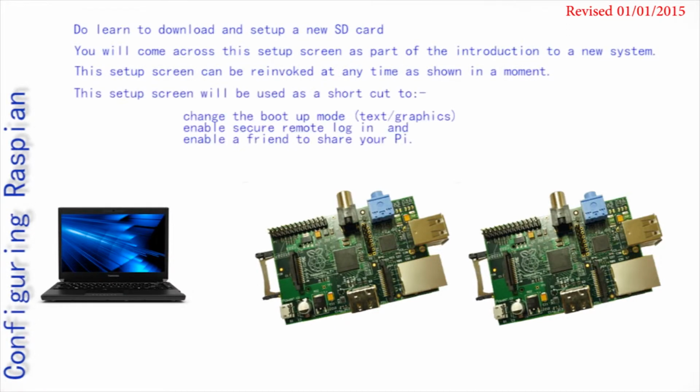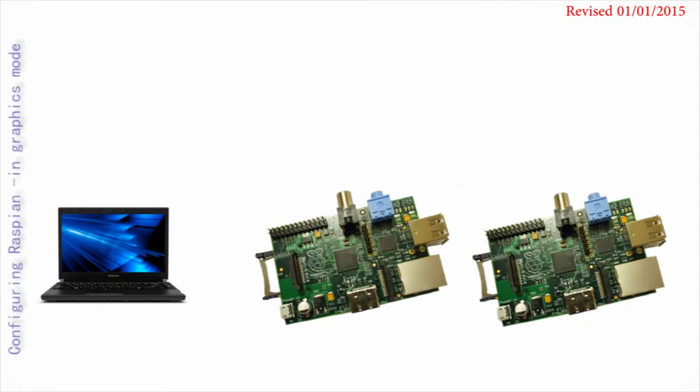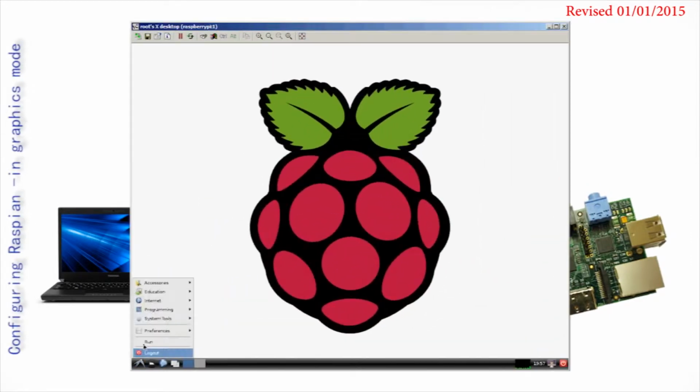We need one Pi to boot into text mode and the other into graphics mode. We also need to select the settings that allow the two Pis and the Windows machine to communicate with one another. To change or confirm the settings of your existing Pi, complete the following steps. Graphics mode. On a Pi in graphics mode, click Start, Accessories, Root Terminal. A new window should open.